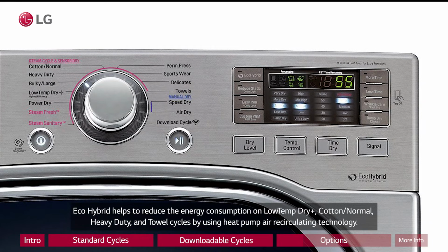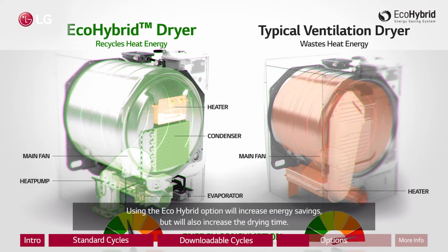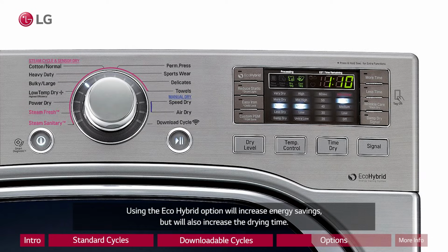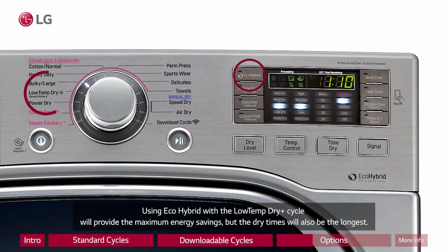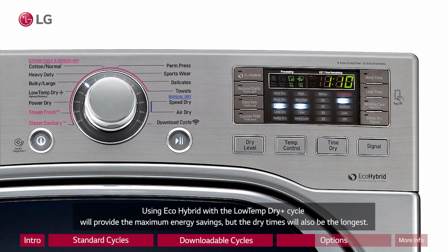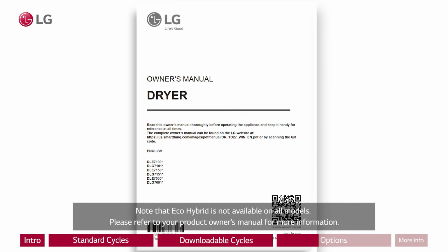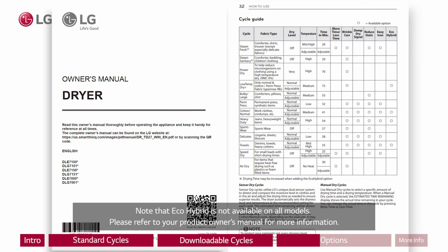Eco Hybrid helps to reduce the energy consumption on Low Temp Dry Plus, Cotton/Normal, Heavy Duty, and Towel cycles by using heat pump air recirculating technology. Using the Eco Hybrid option will increase energy savings, but will also increase the drying time. Using Eco Hybrid with the Low Temp Dry Plus cycle will provide the maximum energy savings, but the dry times will also be the longest. Note that Eco Hybrid is not available on all models. Please refer to your product owner's manual for more information.